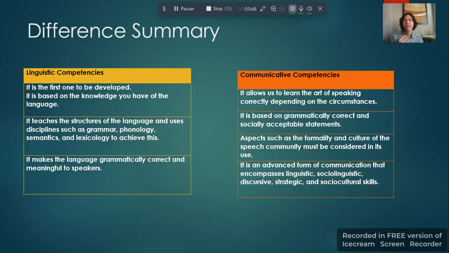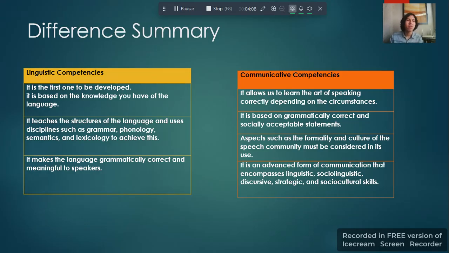This allows us to learn the art of speaking correctly depending on the circumstance. It's based on grammatically correct and socially accepted statements. Aspects such as the formality and culture of the speech community must be considered in its use. It is an advanced form of communication that encompasses linguistic, sociolinguistic, discursive, strategic, and sociocultural skills.